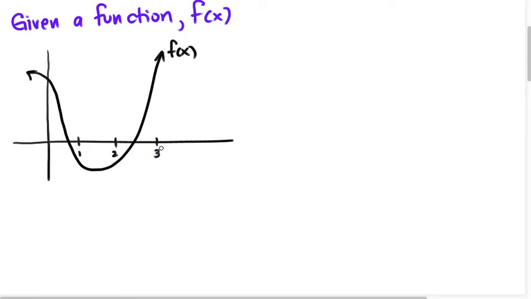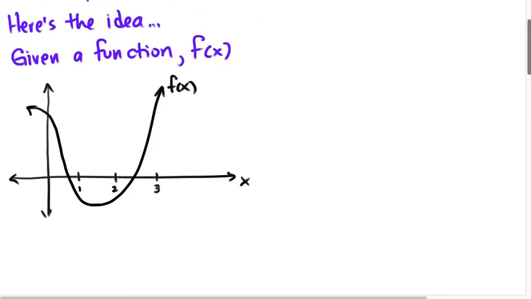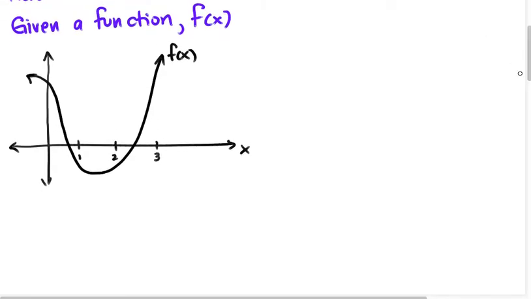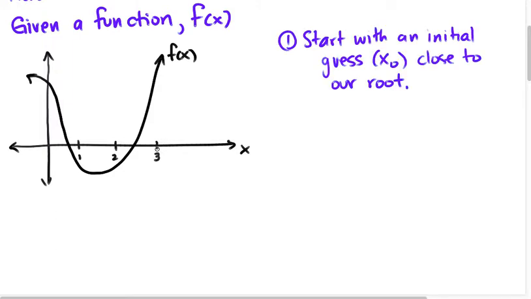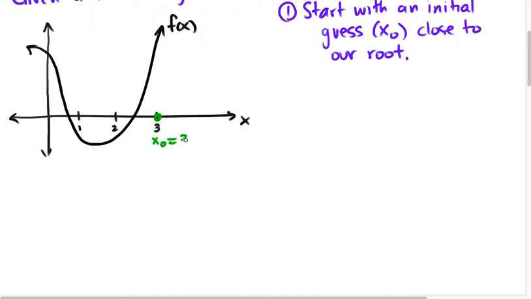And I've given some x values on the axes there, where I can see there's a couple roots. One of the roots is somewhere between 0 and 1, and another root's between 2 and 3. We're going to get the basic idea of how Newton's method works through finding that root between 2 and 3. So the first step is to start with some initial guess of an x value that we think is kind of close to our root. In this case, I'm going to make my initial guess x0 equal to 3.